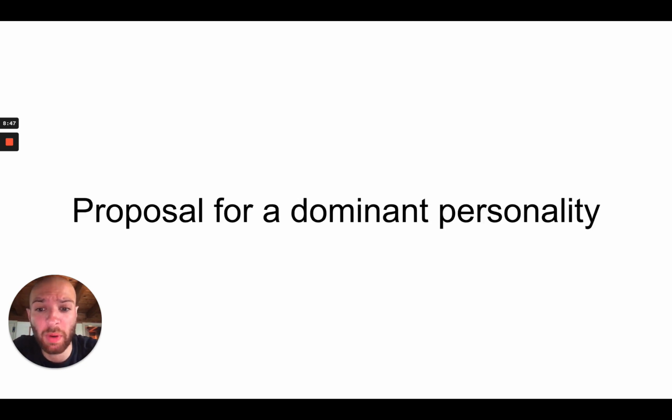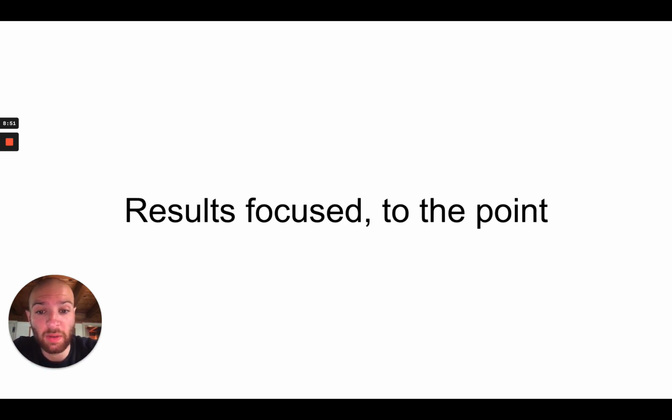So how do you do a proposal for a dominant person? Number one, you need to be results focused and to the point, because they care about results, they care about themselves, and they want to be fast and efficient. So don't ramble, keep it short, keep it results oriented.